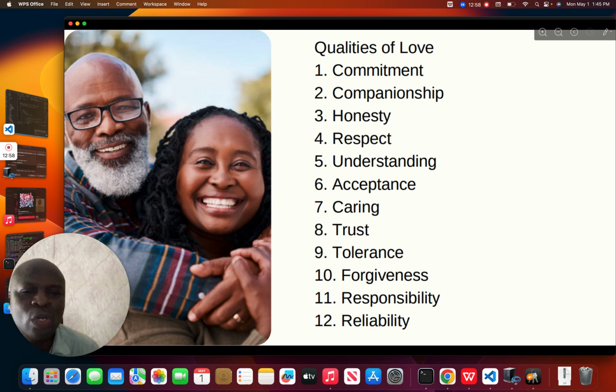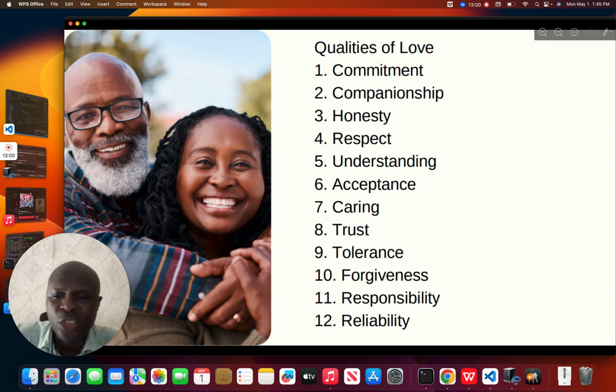Then you must be ready to care. You must be ready to show caring for that person. And also you must be ready to trust. These are qualities of love. Then you must be ready to tolerate. Tolerance is very important when you are talking about love. Then also forgiveness. There is no way we will not offend ourselves, but you must be ready to forgive. After mentioning the mistake of your friend, or your friend mentions your mistake, then you must be ready to forgive. And forgive this time around, you must let go, forget completely, so that you can move on together.